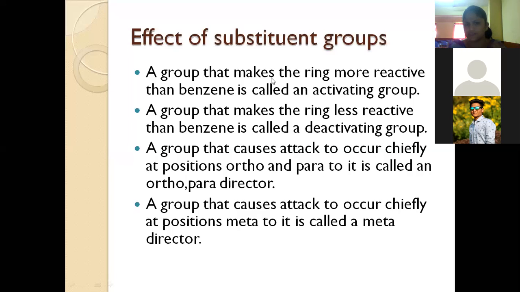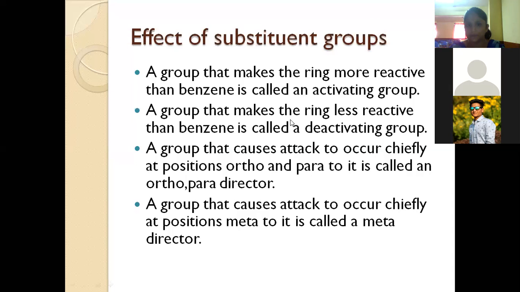Any group, whether it is chlorine, bromine, methyl group, nitro group, or sulfur group, if these groups are involved in activation of that benzene ring, which increases the reactivity of that benzene ring, those groups are known as activating groups.